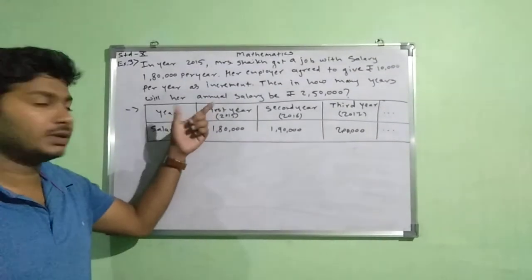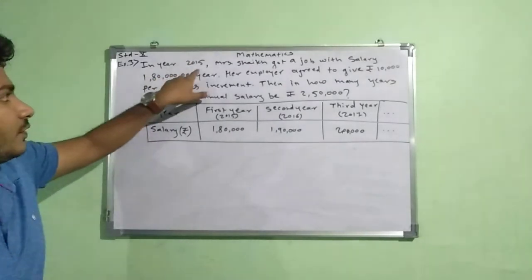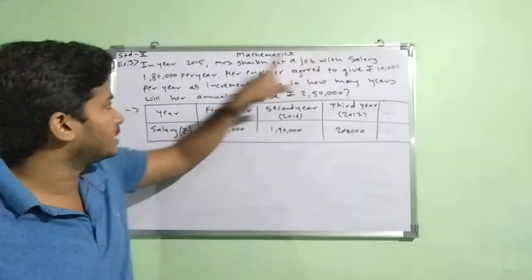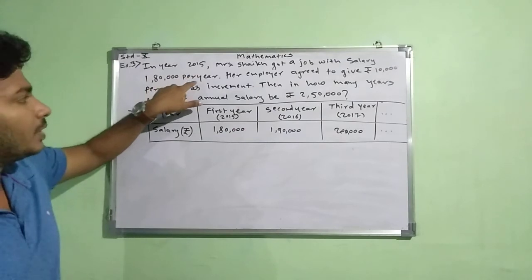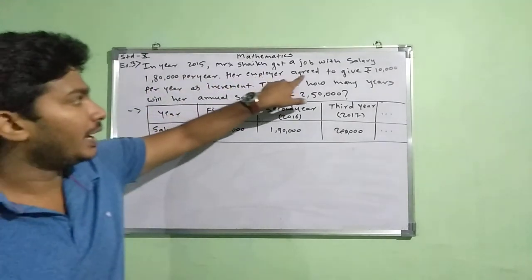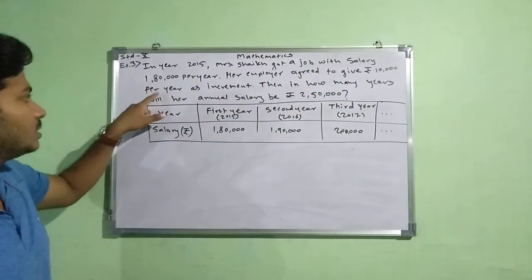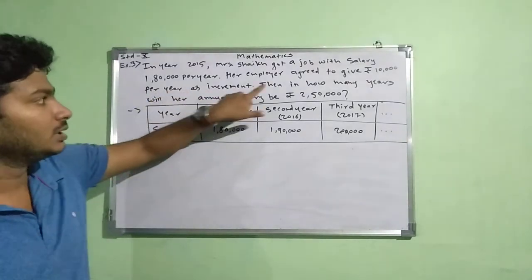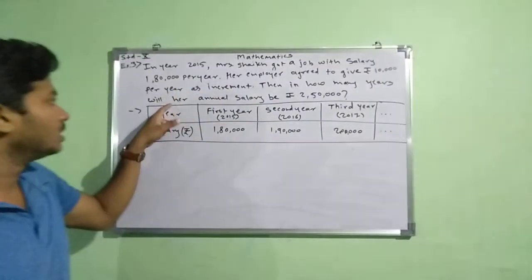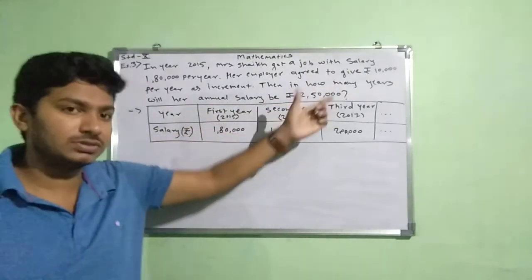So this is the third example. In the year 2015, Mrs. Seth got a job with a salary of 1,80,000 per year. Her employer agreed to give rupees 10,000 per year as increment. Then in how many years will her annual salary be 2,50,000? That we have to find.